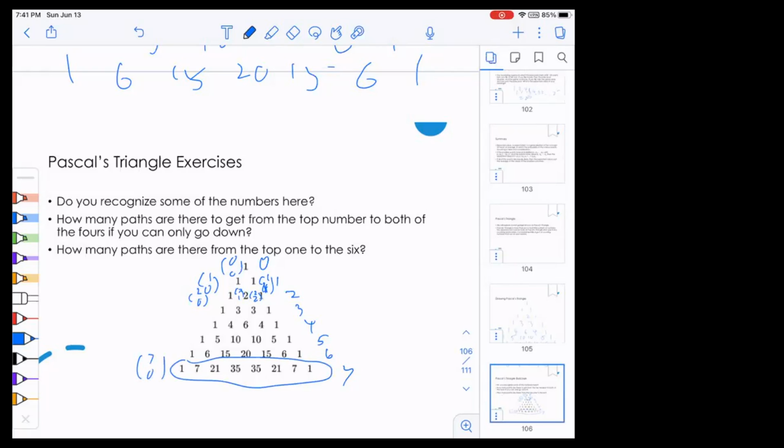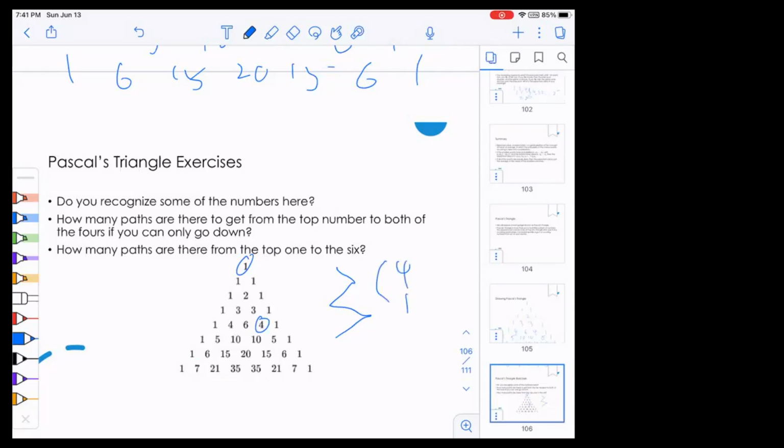So now, how many paths are there to get from the top number to both of the 4s if you can only go down? You can only go this way or this way. Let's just look at this. We must take a total of 4 steps, since the circle dot is 4 rows below the top dot. Of these 4 steps, 3 must be to the right and 1 to the left. So basically, we're doing the paths thing on the grid again, but with Pascal's triangle this time. Since we have 1 down and 3 right, we're just doing 4 choose 1, and the answer would be 4. So there's 4 ways to get from this 1 to this 4.